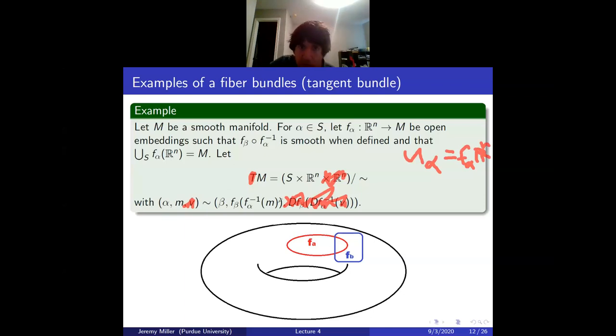Yeah, so what this is supposed to do is, if you have a point in U alpha and a point in U beta, you are gluing them together. Okay, let me attempt to say this again. If you have a point in Rn such that F alpha maps it to the same point, let's call this point N. So here N and M are both being mapped to the same thing in the manifold.